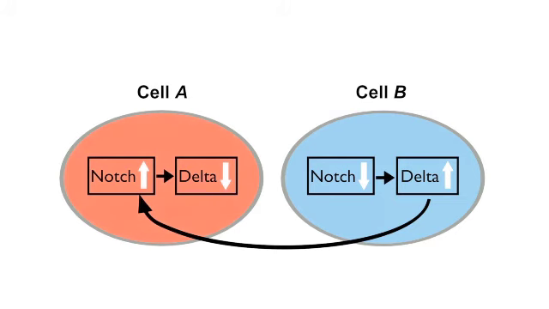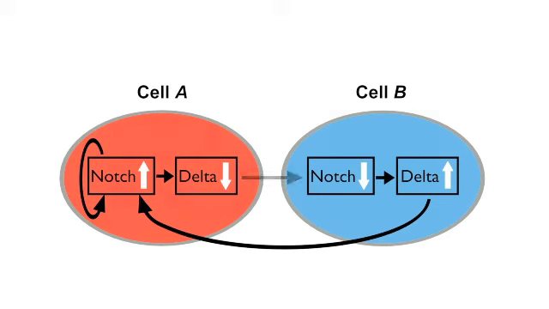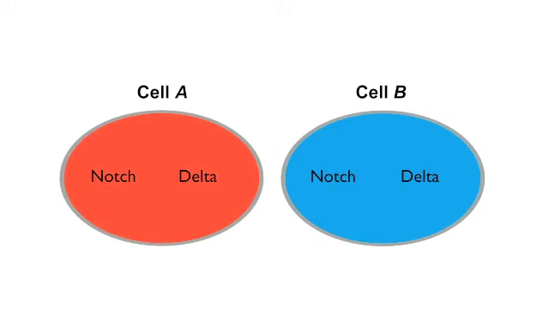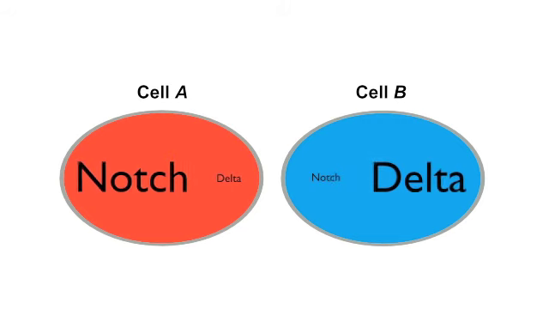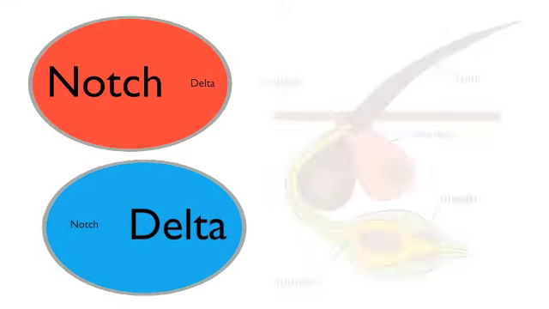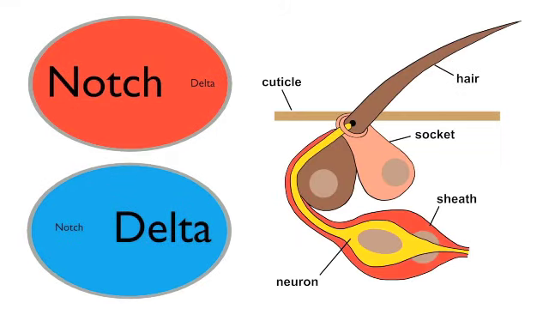The increase in Notch signaling in cell A further upregulates Notch in cell A and downregulates Notch in cell B. These feedback loops cause these two cells to amplify their initial difference. This results in differential gene expression of other Notch targets and distinct fates between these two cells. For the Drosophila sensory organ, cells that have high Notch signaling become sheath cells, and cells that have low Notch signaling become neurons.